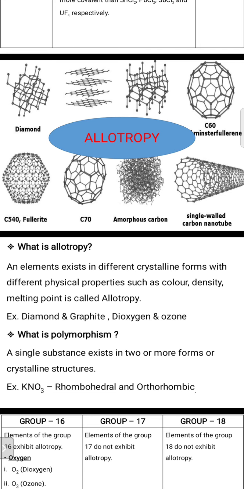A related topic to this one is polymorphism. What is polymorphism? A single substance existing in two or more forms or crystalline structures is known as polymorphism. An example of polymorphism is potassium nitrate, that is rhombohedral and orthorhombic. These are the best examples of polymorphism.